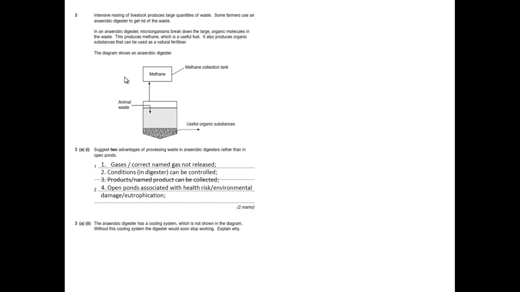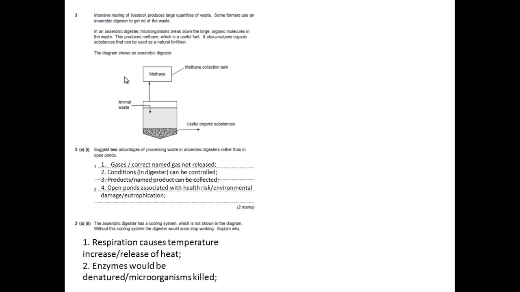3A Part 2. The anaerobic digester has a cooling system, which is not shown in the diagram. Without this cooling system, the digester would soon stop working. Explain why. Obviously, because the organisms in there will be respiring, it causes an increase in temperature, a release of heat, and with heat comes the effect on enzymes. The higher the temperature, the more likely the enzymes will denature, and therefore the microorganisms are killed.